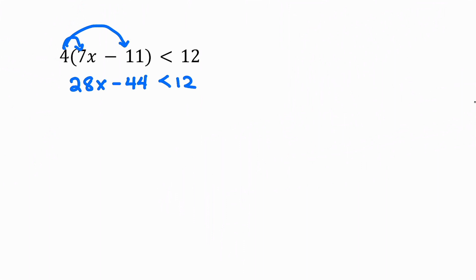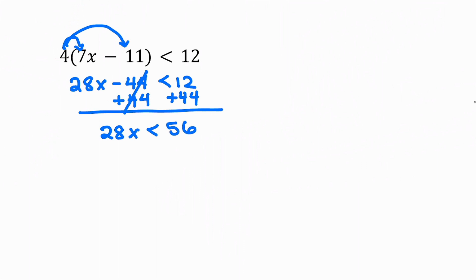All right, notice that the 28 and the x are grouped together, so I need to get rid of the negative 44. How do I get rid of a negative 44? Well, I add 44 to both sides. These are going to cancel. I get 28x is less than 56.